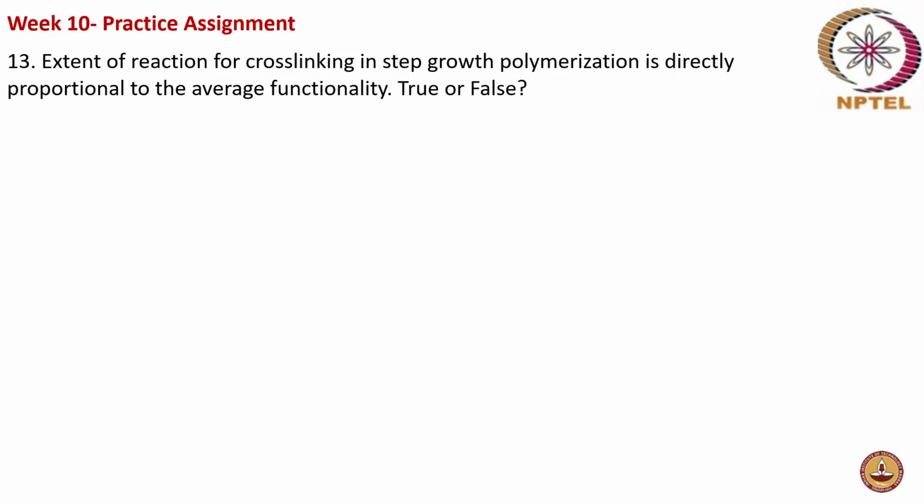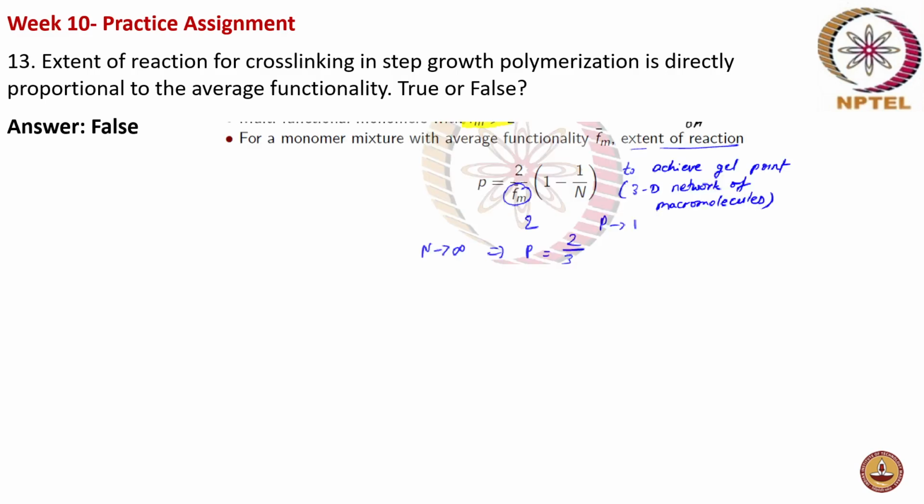How is the extent of reaction related to the average functionality of the cross-linker? The given statement is actually false. For a monomer mixture with average functionality Fm, the extent of reaction for a step growth polymerization is given as P equals 2 by Fm into 1 minus 1 by N. That means your extent of reaction P is inversely proportional to your functionality.